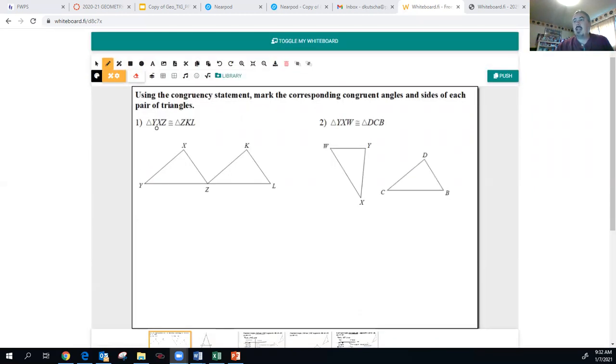Start with the first two letters of the statement, YX. YX is right here. Just give it a mark. A single tick mark says, hey, this is congruent. Look at the second one, ZK. And anything that shares that same tick mark, we can say that these two pieces right here are congruent. All right, then when you look at the last two, XZ. XZ is right here, corresponds with KL right here. And we can say that XZ is congruent with KL based off of the markings on the diagram as well.